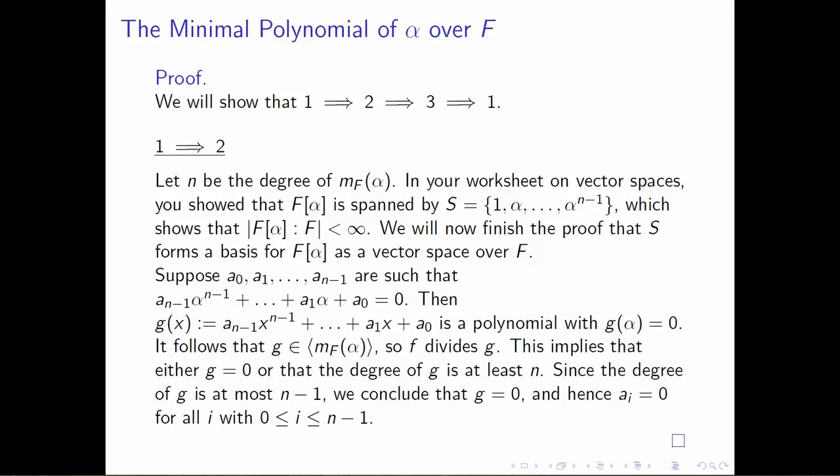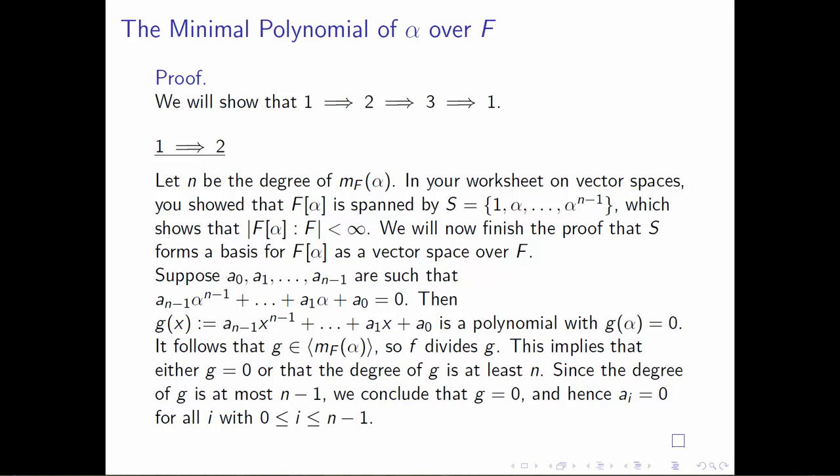Let n be the degree of the minimal polynomial of alpha over the field F. Again, in this 1 implies 2 situation, we're assuming that alpha is algebraic, and so this minimal polynomial exists. In order to save myself time, I had you show in your worksheet on vector spaces that in this situation, F adjoin alpha is a vector space over the field F, and it's spanned by the set S, which is 1, alpha, and so on, all the way up through alpha to the n minus 1.